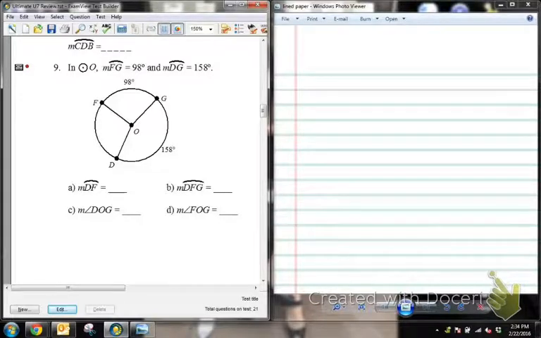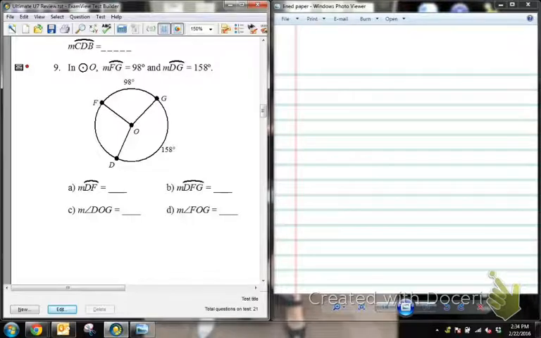In number 9, I give you circle O, and when you look at this, you've got to know right away that that symbol means arc. Measure of arc FG is 98 degrees, which they've labeled right here. So when you're thinking about that arc, that's this piece of the curve right there. And the measure of arc DG equals 158 degrees, so they've labeled this one, there's DG, 158 degrees. So remember, these arcs are the distance in degrees along the actual circumference of the circle.